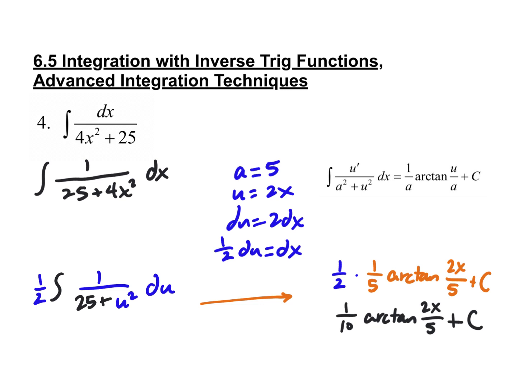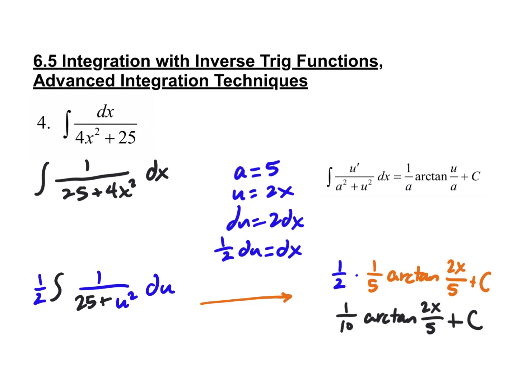Other questions? Now, if this was the square root of all of this and a minus, you'd basically do it the same way, and it would be arc sine of 2x over 5. Still u over a. Okay, it's just you don't have this extra 1 over a in front for the sine.